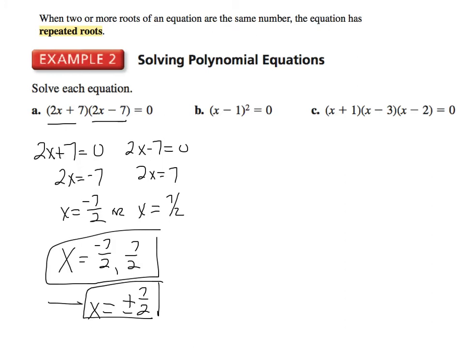You're going to actually see this a lot more coming up in the future. But if you have two solutions, one positive and one negative, and they're the same number, you can say plus or minus 7 halves.